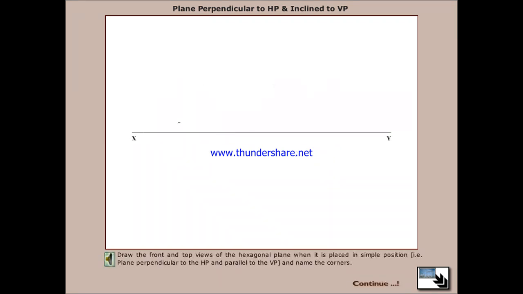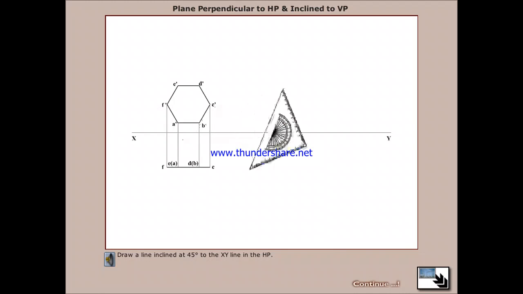Draw the front and the top views of the hexagonal plane when it is placed in a simple position, that is, plane perpendicular to the HP and parallel to the VP, and name the corners. Draw a line inclined at 45 degrees to the XY line in the HP.